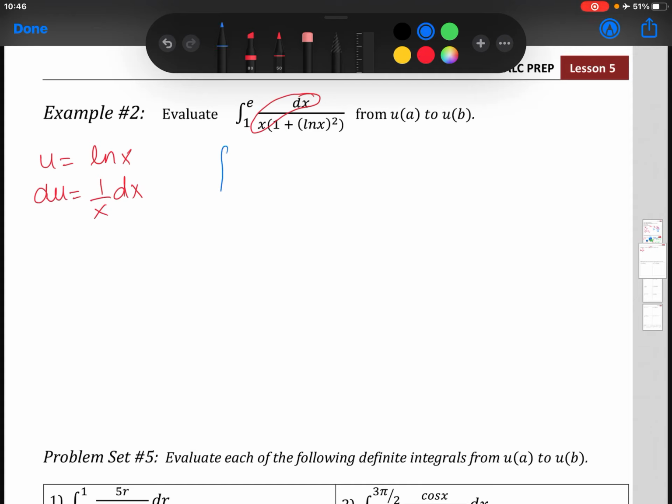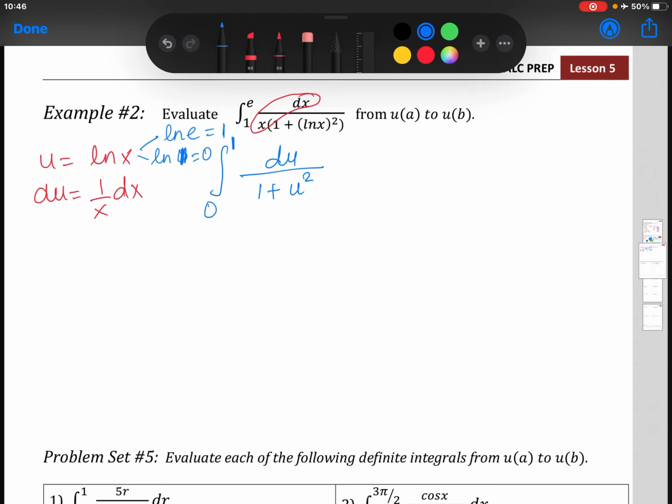So I'm going to set this up. Remember, this is a u integral, so I can't use those bounds. So let's first set this up. So 1 over x dx is just du. And I have 1 plus ln of x is u squared, right? Now let's determine our u bounds. So if I do ln of e, which would be 1, so my upper bound is 1. And ln of 1 is 0. So my u bounds are 0 and 1, right?